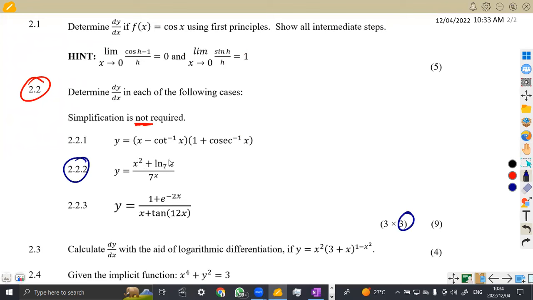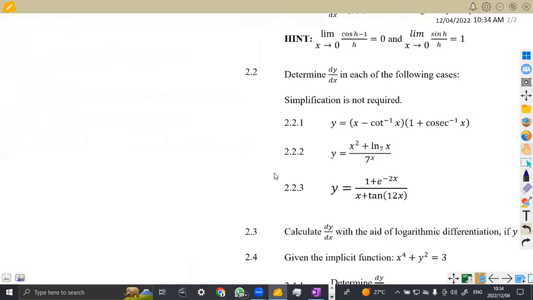Remember, in ln you can't have a base. So this is ln 7x. So I'm going to rewrite this expression properly so that we actually understand what we were given. All right, so that's 2.22. Just going to rewrite it here.